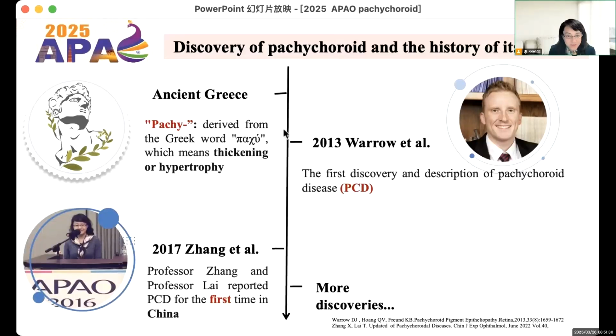The prefix pachy is derived from the Greek word which means thickening or hypertrophy. In 2013, Dr. Warrow and Professor Freund were the first to report and describe pachychoroid spectrum disease, thereby confirming the concept of pachychoroid in the choroid. In 2017, my team and Dr. Timo Salai introduced the concept in China.